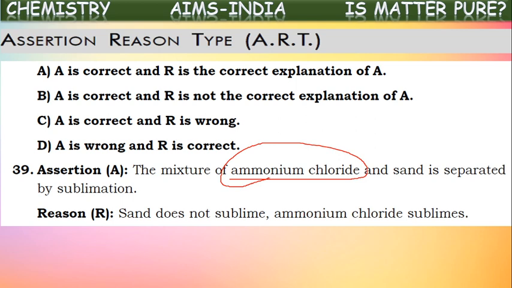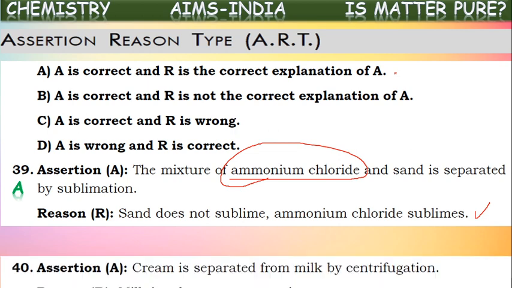So the mixture of these two can be separated by using the sublimation technique. When you heat these two, ammonium chloride sublimes, whereas sand remains as solid only. Okay, so in this process it can be separated. The reason they have given is: sand does not sublime, ammonium chloride sublimes. So this is a correct reason, a correct explanation also. So assertion and reason both are correct, and R is a correct explanation of A. So what will be the correct answer now? A is the correct answer.